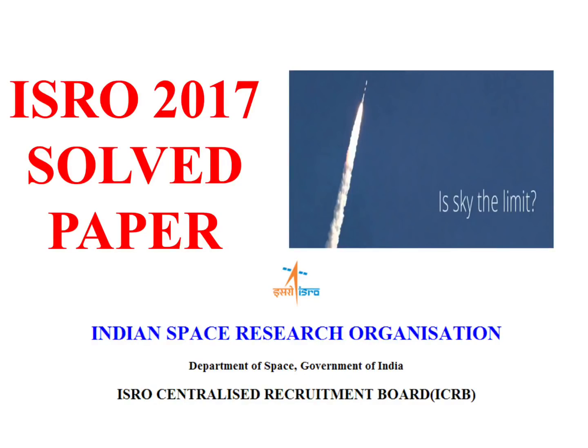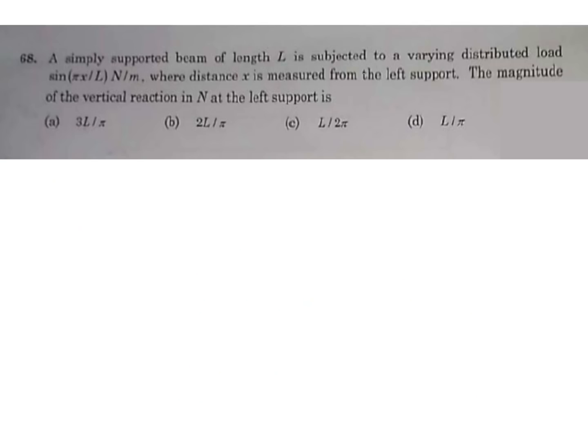In this video I will cover ISRO 2017 mechanical. Question is, a simply supported beam of length L is subjected to a varying distributed load sin(πx/L), unit is Newton per meter, where distance x is measured from the left support. The magnitude of vertical reaction in Newton at the left support is how much?